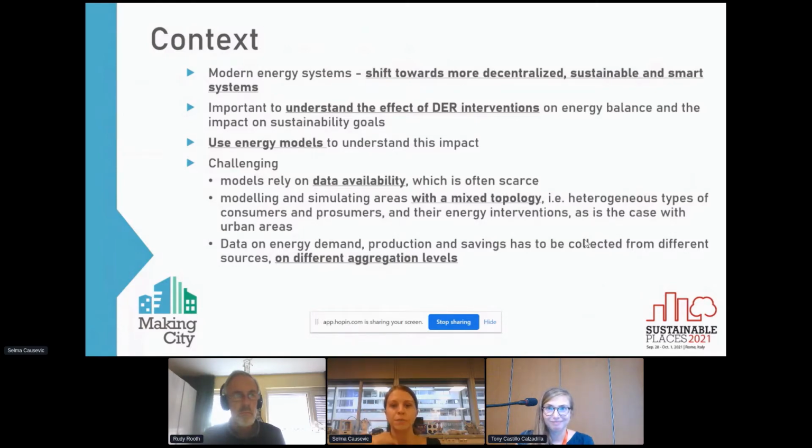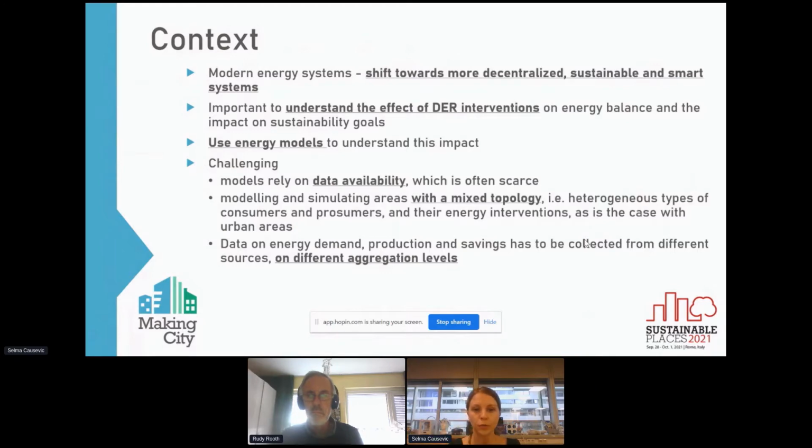Now, one way to do it is to use energy models to understand this impact. However, using energy models can be challenging because it relies on data availability, which is often scarce, especially in heterogeneous urban environments where we have a mixed topology of different types of consumers and prosumers, their profiles, and different kinds of interventions they might have locally or on the district level. So getting that data and making sense of it and being able to model it on different aggregation levels is what we actually need for the energy models.